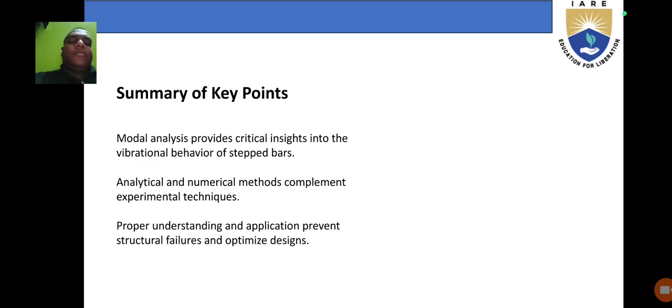Summary of the key points. Modal analysis provides critical insights into the vibrational behavior of structures through analytical, numerical, and experimental techniques. Proper understanding and application prevents structural failures and optimizes designs.